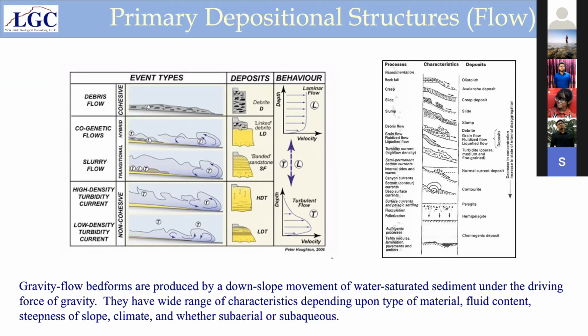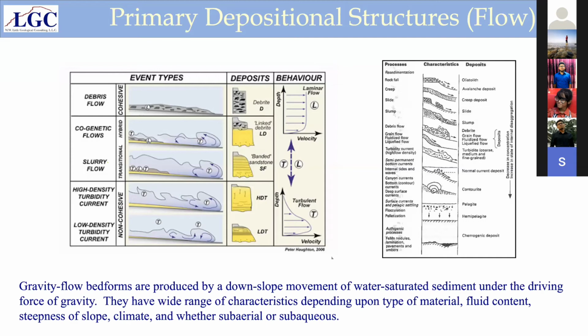And we find those in a couple of, well, on this diagram here, this is showing a lot of the different types of events that can happen, the different types of flows. This actually can become quite complex. It depends on the kind of material that is moving, the amount of fluid that's present within that material, how steep the slope might be. Climate can have an impact, and they will be different depending on whether they're formed in a subaerial or a subaqueous environment.